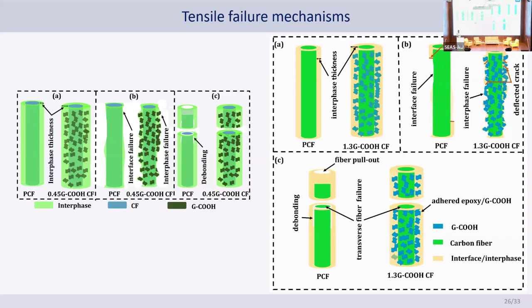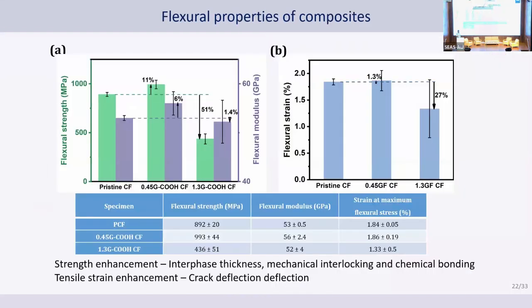In the pristine case, if you see the transverse failure, first the epoxy debonds from the carbon fiber, and after that the carbon fiber fails. But after deposition of the graphene, there is formation of a thicker interface with the addition of graphene particles. So this is the same, and there is interfacial failure in the case of graphene deposited composites.